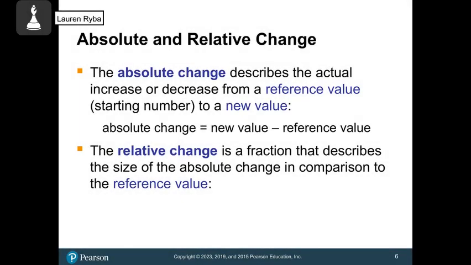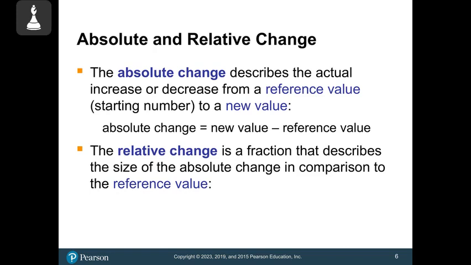With percents, we have the option to calculate what is called a relative change. So the first part is absolute change. Absolute change is going to describe the actual increase or decrease. This is not a percent value. This is just, I went from 4 degrees to 10 degrees. I increased by 6 degrees. So you're just going to calculate that.